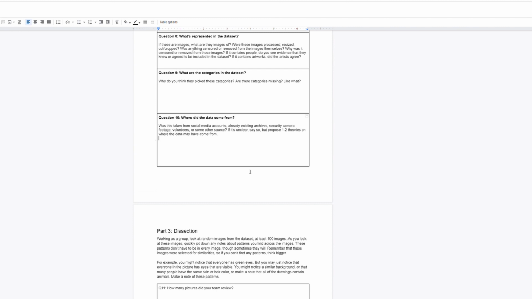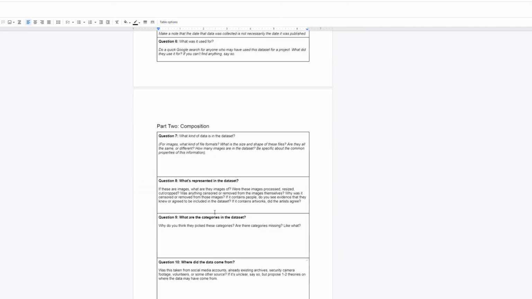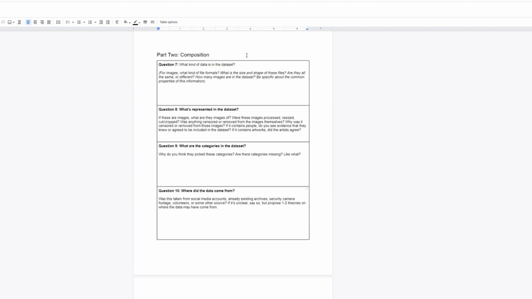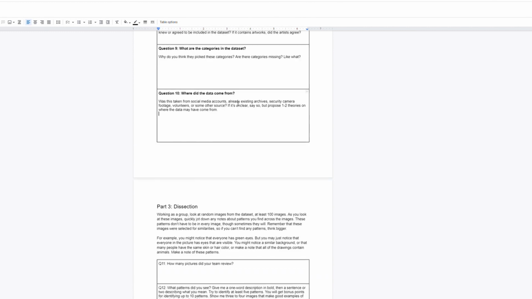So that's this section. That's the composition of the data set itself. We've been exploring a lot of different rabbit holes around each of these questions, but most of this is going to be pretty straightforward. You just say what it is. What kind of data is in the data set? Tell me, right? You can reflect on it. Why do you think it is this? What's represented in the data set? What are the images of? Were they processed? Just tell me the answer. You can reflect a bit, but really we're just looking for factual information in this section.